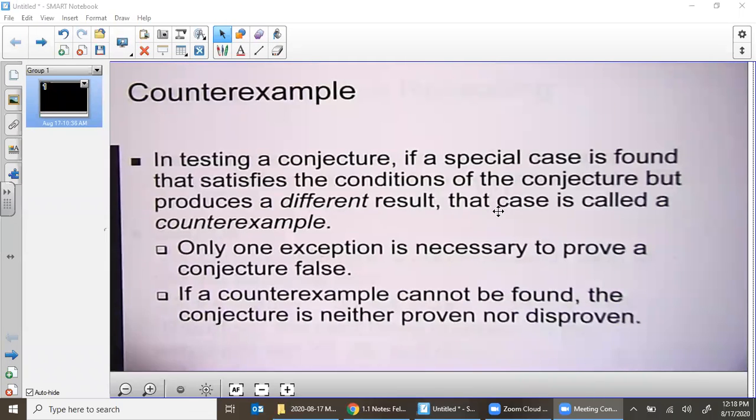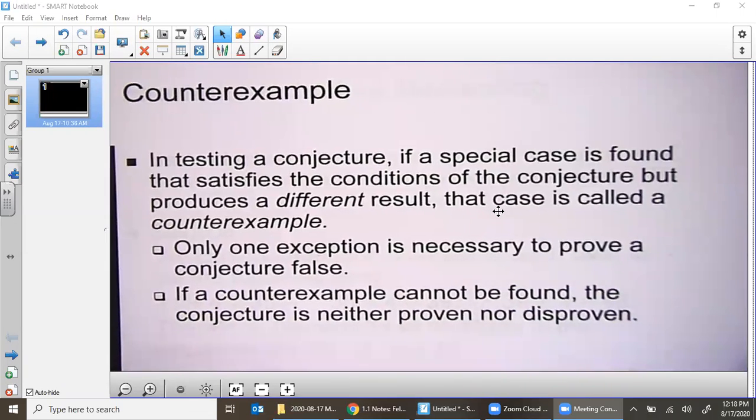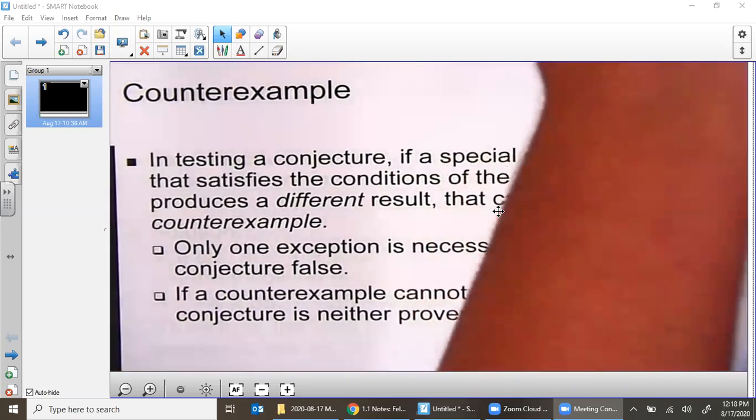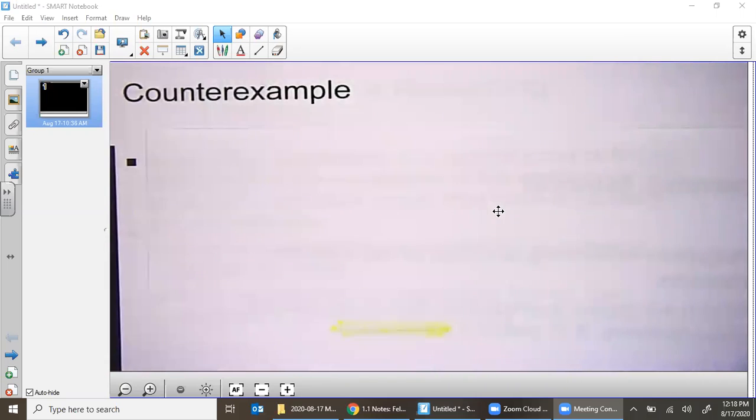So a counterexample is the next slide here. Does anybody actually know what a counterexample is? I'm going to cover that up. Or maybe, what about an example? What's an example?